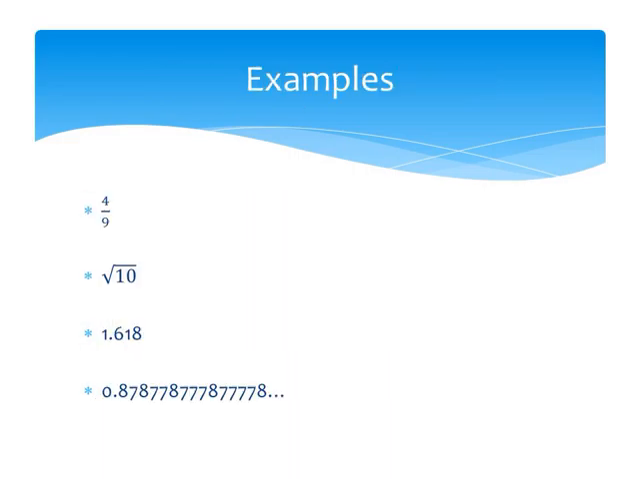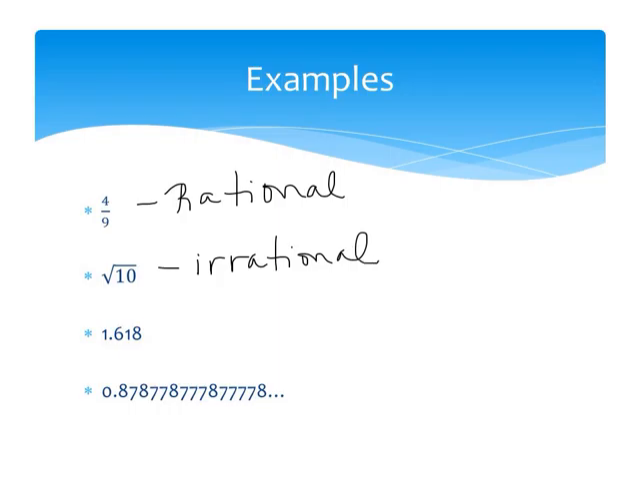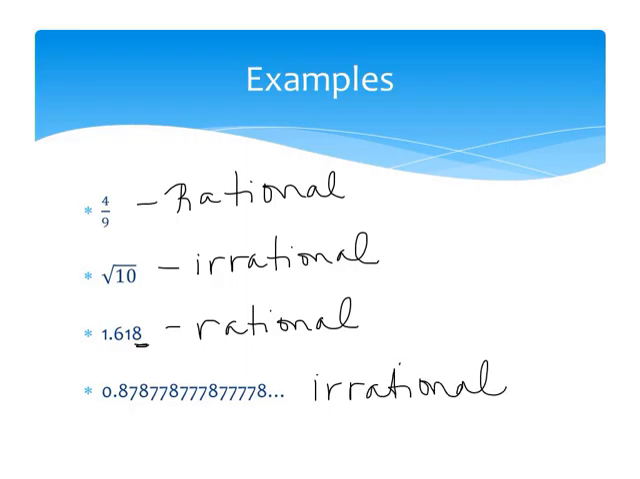So here are 4 examples that I want to look at, and then I'm going to give you some practice to try as well. 4/9, rational or irrational? This would be considered rational. Why? Because it's written as a fraction. Square root of 10 would be considered irrational. We've already talked about that one. 1.618, that's rational because it comes to an end. Okay, it has an ending spot. And then the last one would be considered irrational because there's no actual repetition to it.